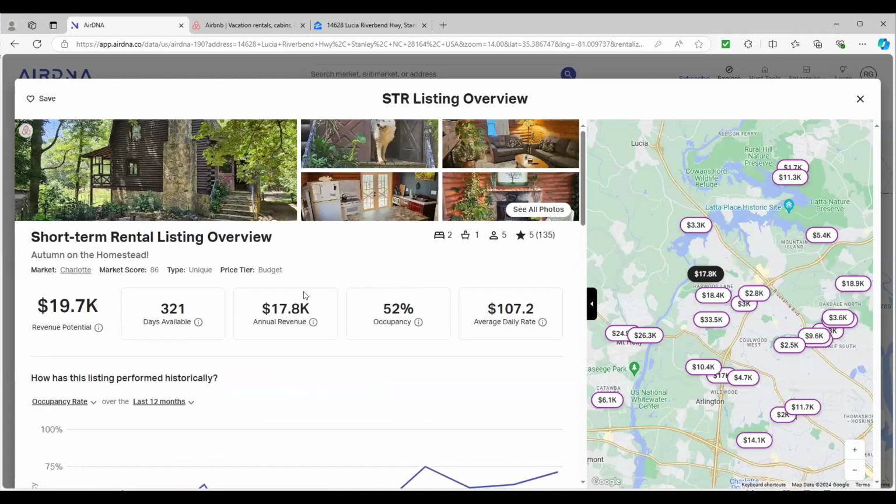So once you drill down, obviously we can look at the photos on this listing to compare it to our comp.